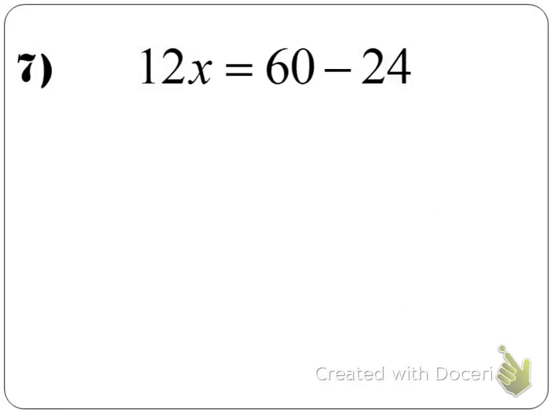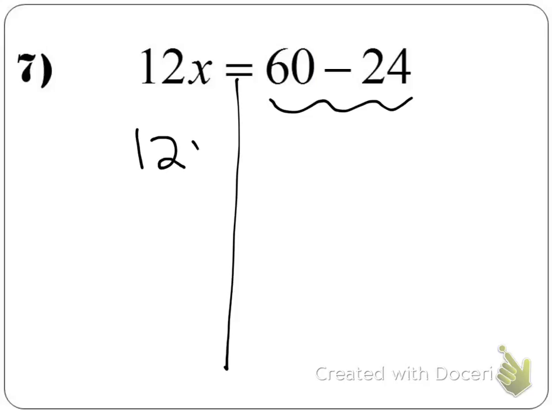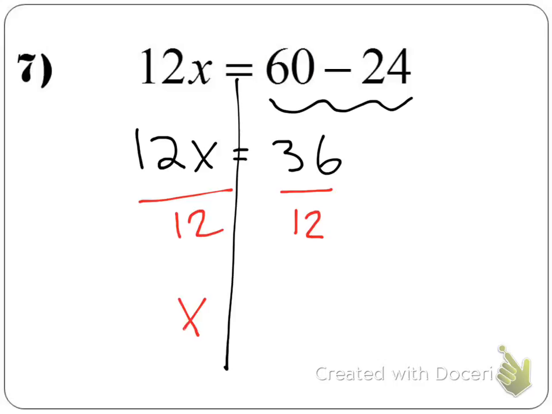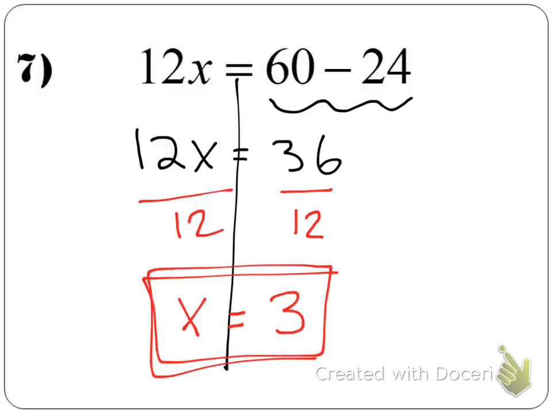All right, here's number 7. This one will go quick compared to the last one. How do I start this one? Yeah, you just combine the like terms on the right side. So I have 12x equals 36. And then what? Divide both sides by 12. So what does x equal? 3. 3, very good. What questions do you guys have?